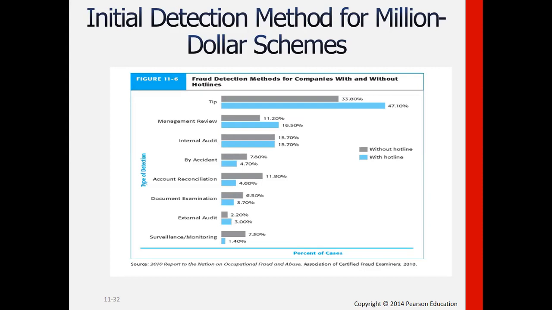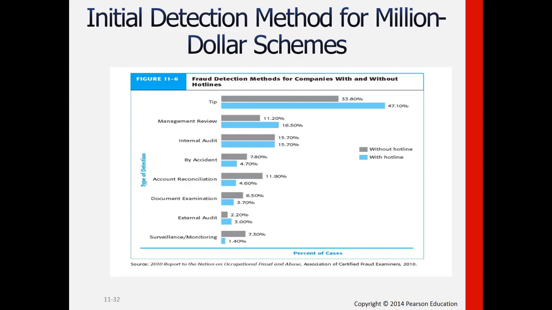But for our internal audit, interestingly, it's the same. And then lower for without hotline, as explained a while ago, but greater without hotline if by accident. Fraud detection, of course, is by accident, which is quite unique.